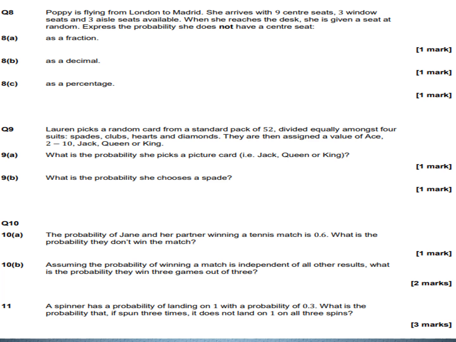So question number 8. Poppy is flying from London to Madrid. She arrives with 9 centre seats, 3 window seats, and 3 aisle seats available. When she reaches the desk, she is given a seat at random. Express the probability that she does not have a centre seat. So not a centre seat. Well, that'll be 3 plus 3, which is 6. That'll be 6 out of 9 plus 3 is 12 plus 3 is 15. So 6/15, which simplifies, so divide top and bottom by 3, and I get 2/5.